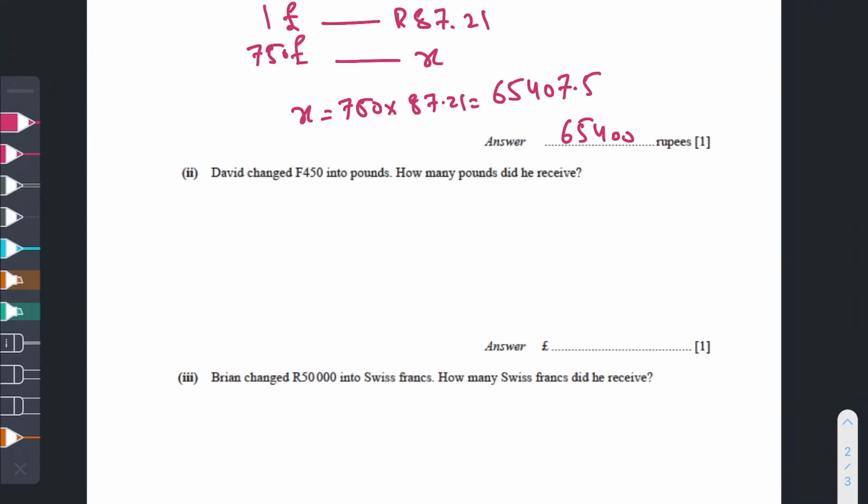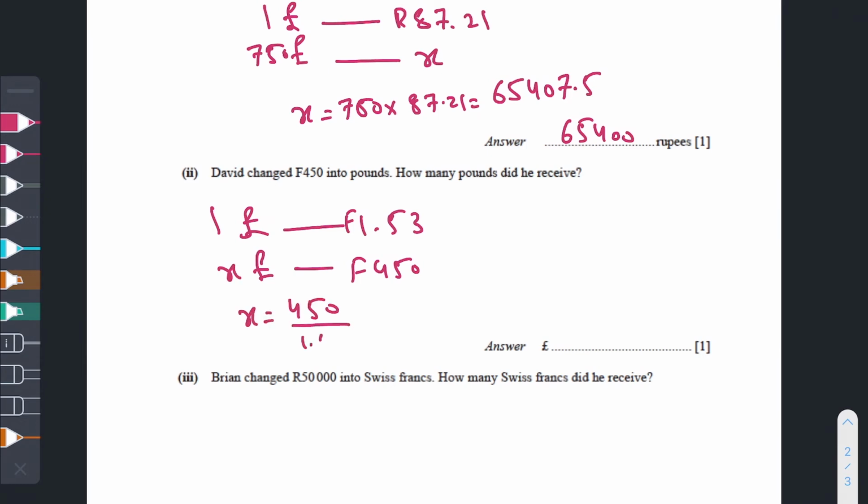The next part says David changed 450 francs into pounds. How many pounds did he receive? If 1 pound is equal to 1.53 francs, then 450 francs is equal to how many pounds? You divide 450 by 1.53 and your answer comes out to be 294.1176, but you write it up to three significant figures.